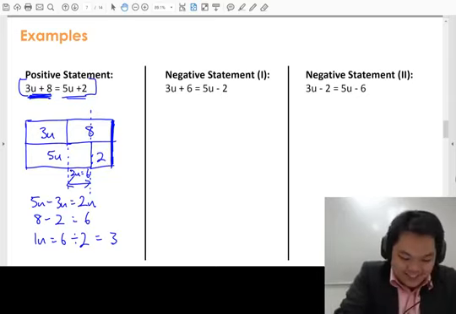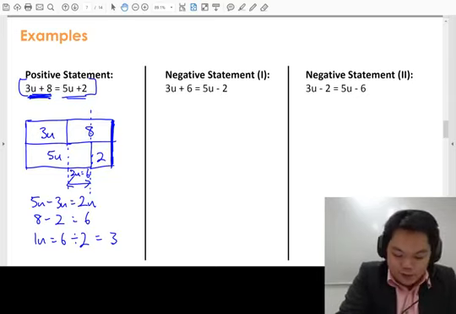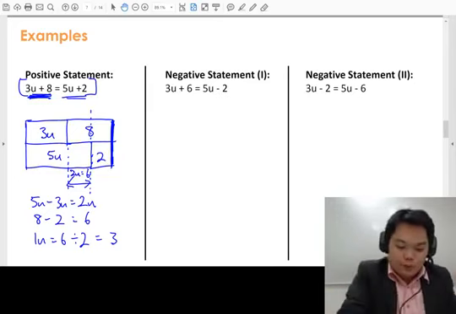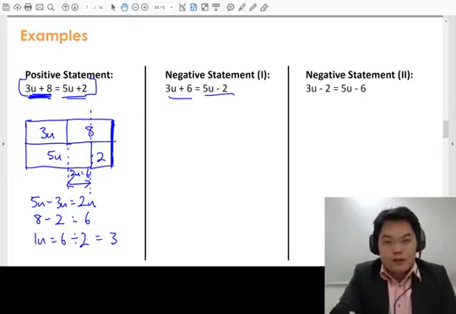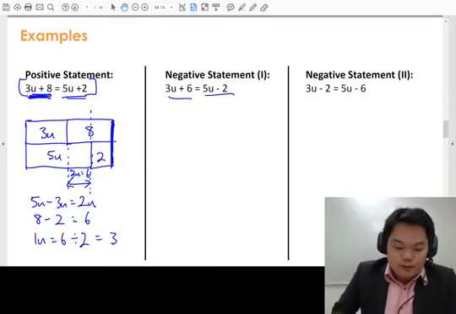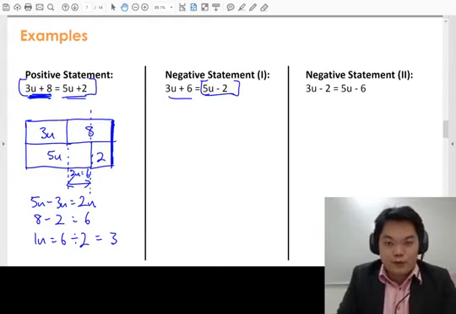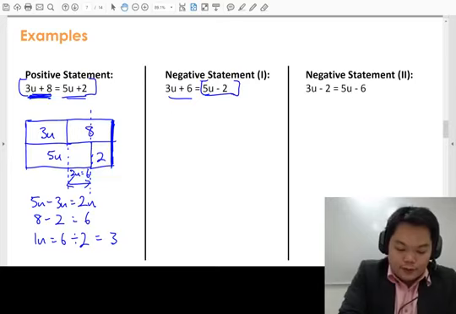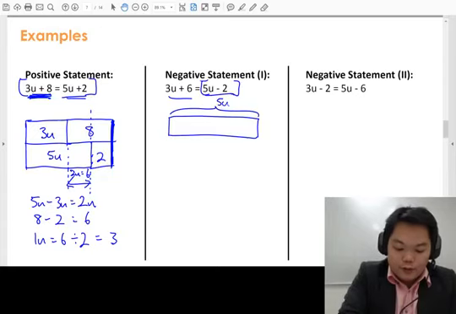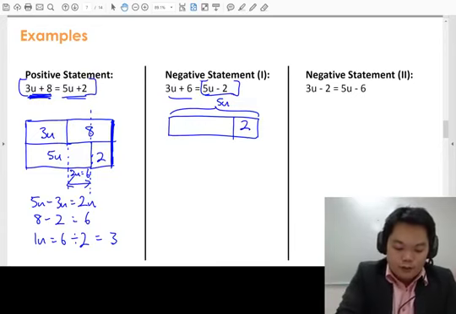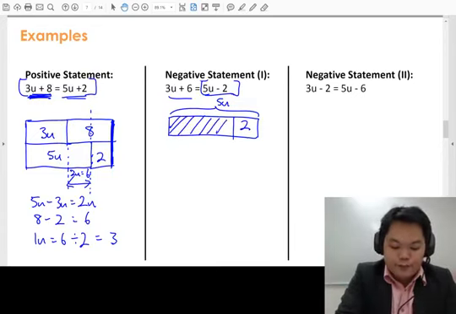Alright. So we move on to the negative statements. The first type of negative statement is where one statement is positive and the other statement is negative. Now, as a general rule, you want to start out with the negative statement first. Alright, so we draw out 5 units minus 2 first. The entire bar is 5 units, and we take away an actual value of 2, leaving us with this shaded region here.